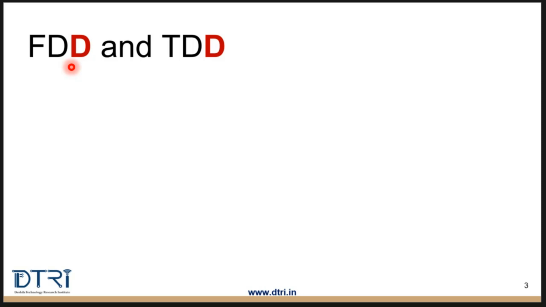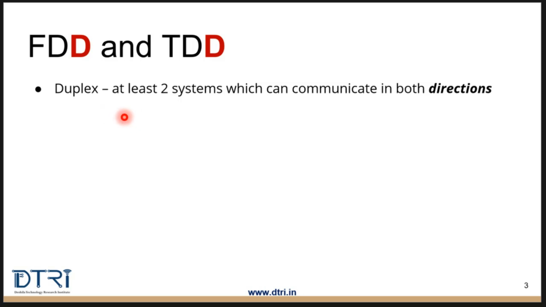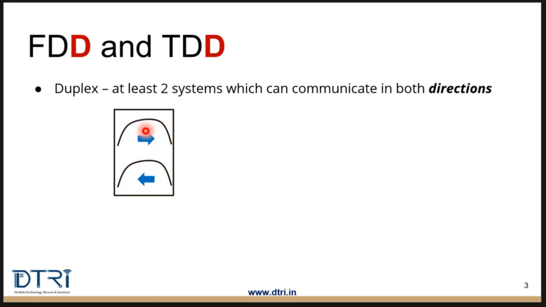Let us understand what the D for duplex stands for in FDD and TDD. By definition, duplex means an arrangement where there are at least two systems which can communicate in both directions. In the case of FDD, since frequency is divided or segmented, we can imagine there are two frequency filters which allow communication to happen in either direction. Here, one frequency segment is allocated for this direction of communication and filtered by this filter, and the other segment of the frequency is for the opposite direction, and this filter ensures that the communication happens in this direction. This is an FDD system.